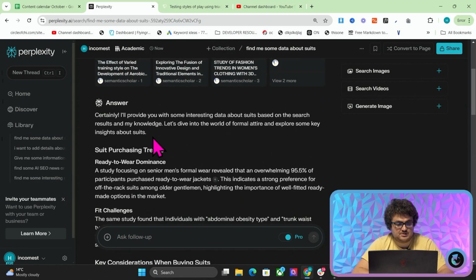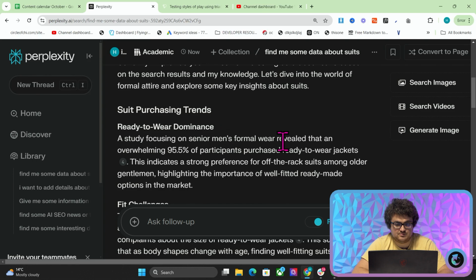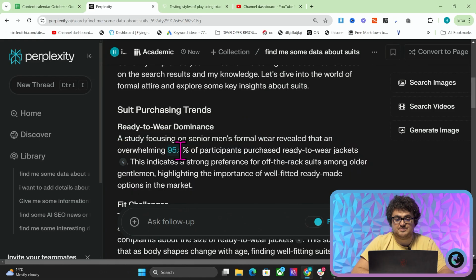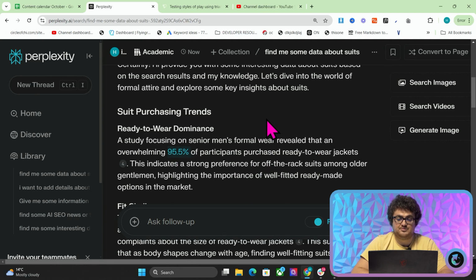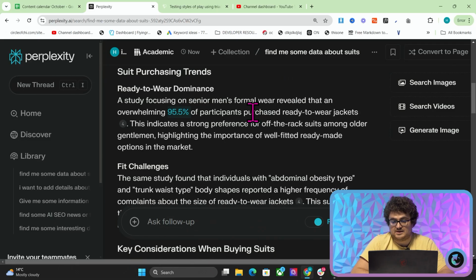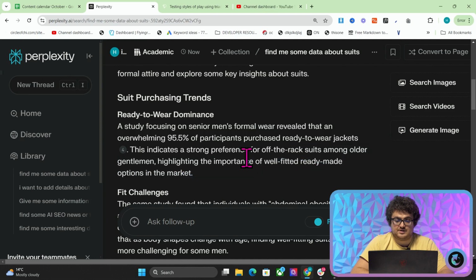So suit purchasing trends. A study focusing on senior men's formal wear revealed that an overwhelming 95.5% of participants purchased ready-to-wear jackets. Interesting. So senior men, so what this would tell you is the target market, and this is actually true if you look at who buys suits. 95% of senior men have bought ready-to-wear RTW jackets. This indicates a strong preference for off-the-rack suits among older gentlemen, highlighting the importance of well-fitted, ready-made options in the market. So that's super, super interesting because your target market as Two Men is actually people over 40, I would say, and male as well. And we do sell ready-to-wear as well.